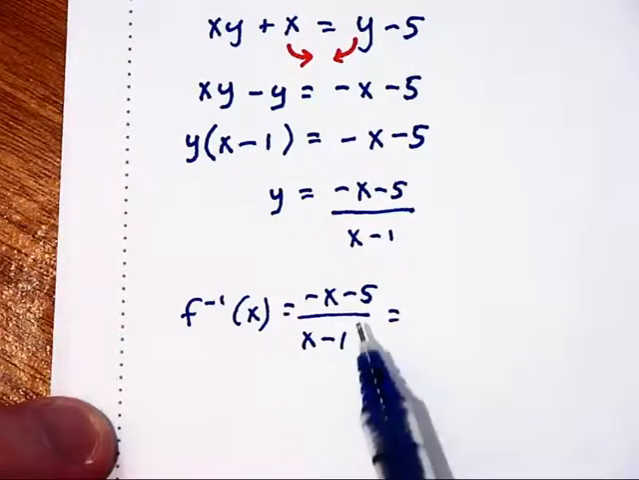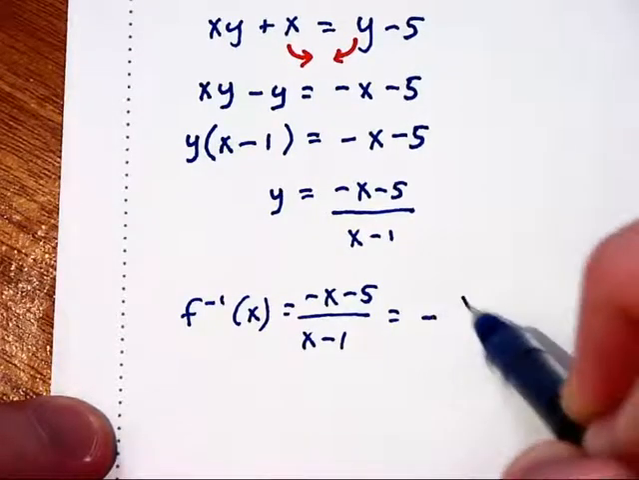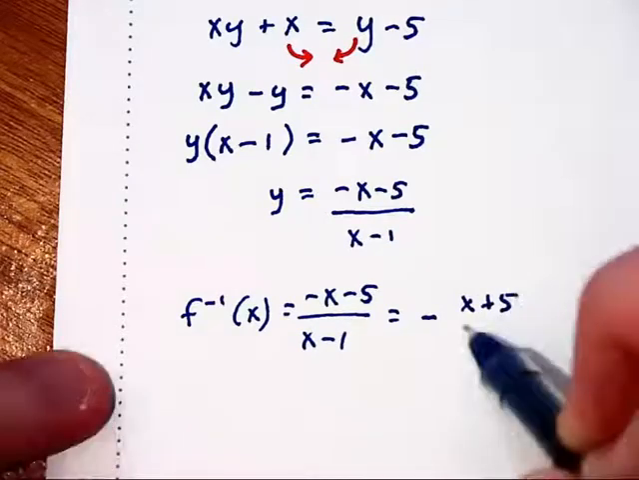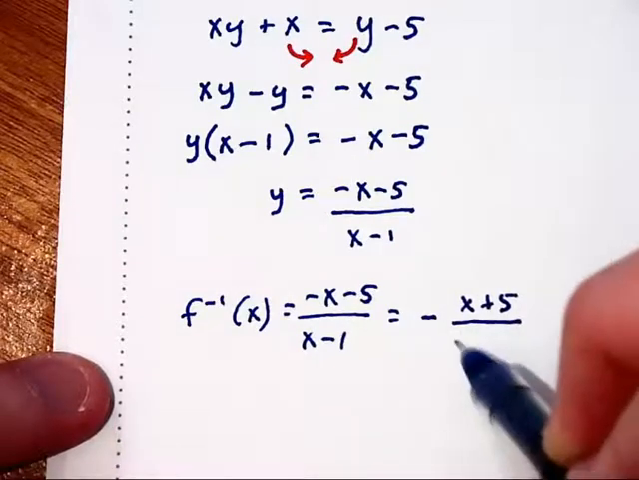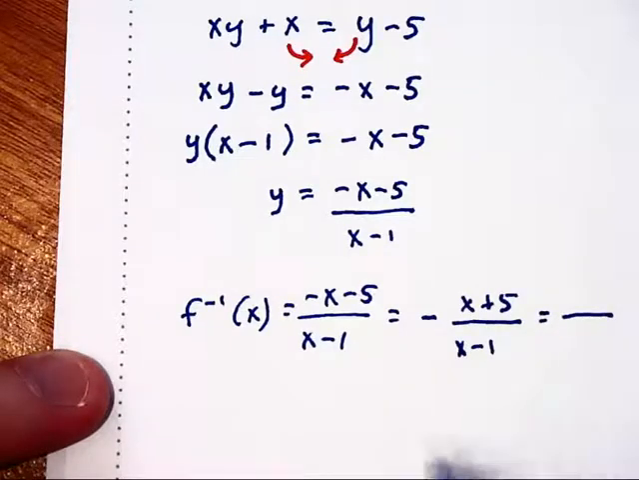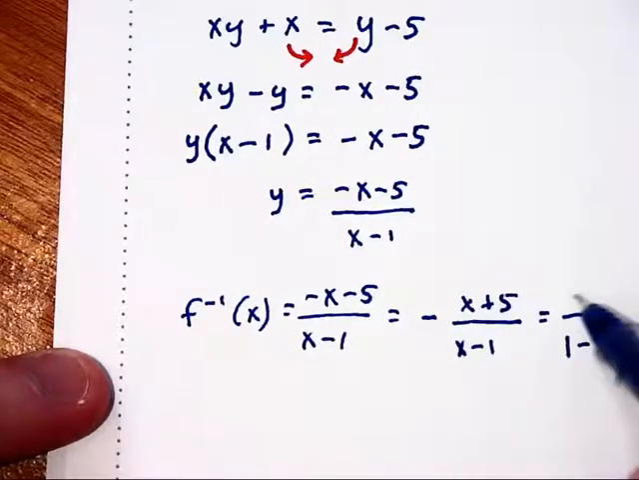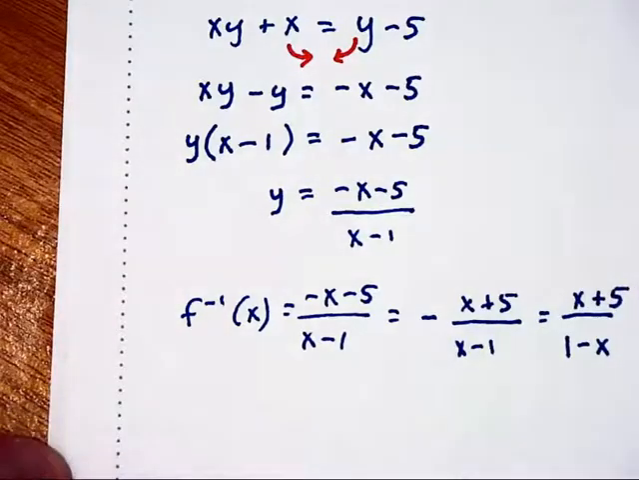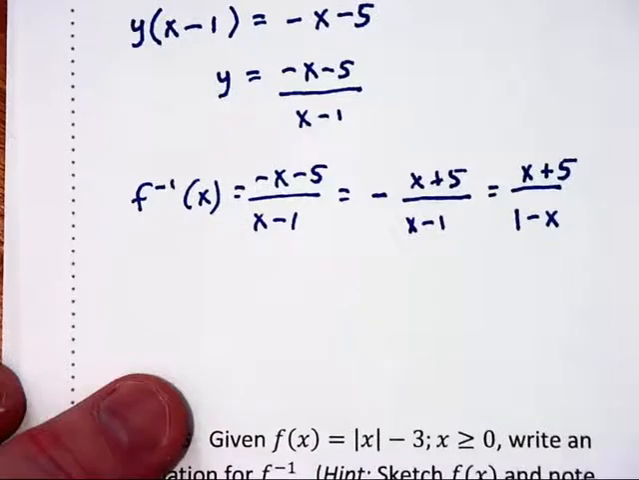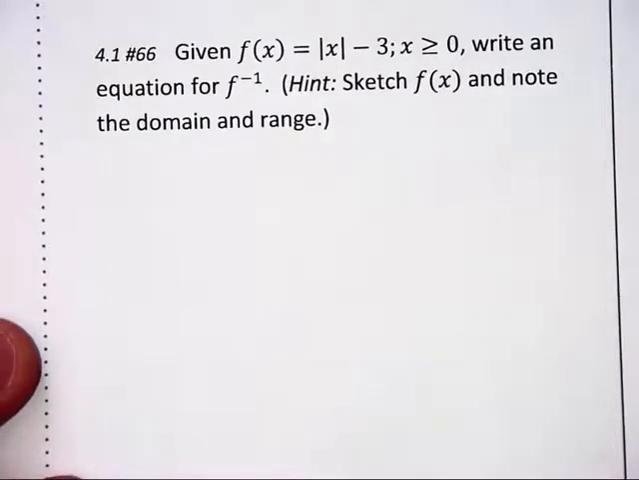Or we could factor that negative out of the numerator and have negative out front, x plus 5 over x minus 1. Or you could move that negative down into the denominator, which would make negative x plus 1, which could be rearranged as 1 minus x with the x plus 5 upstairs in the numerator. So any of these three forms of the answer are perfectly fine. Now let's try this with another type of function.